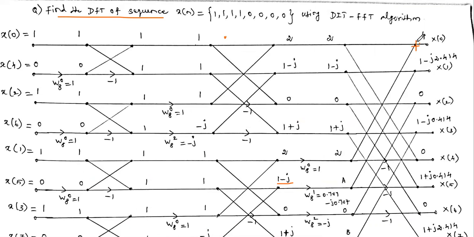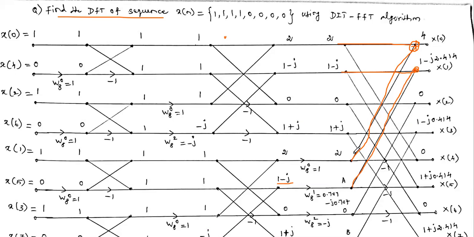So here we are assuming one adder. For this adder, what are the two inputs? The 2 is coming here, and on the other line this 2 is also coming here. So 2 plus 2 is 4. Similarly for this point, 1 minus j, and here the a value.